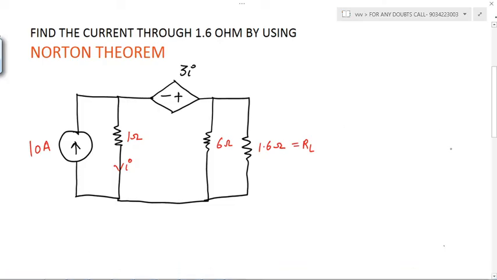Good morning everyone. Today we are going to discuss a numerical based on Norton's theorem. Okay, so this is a dependent source based question. Tell me first which source it is.